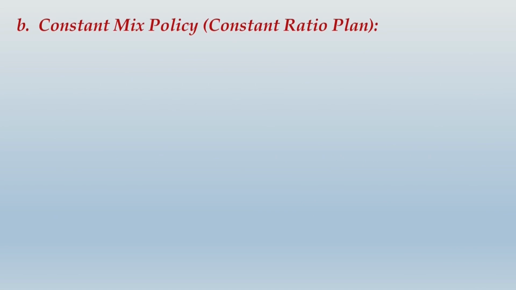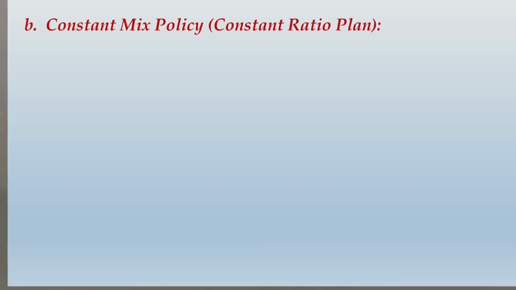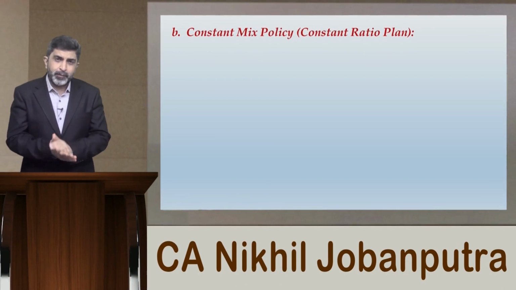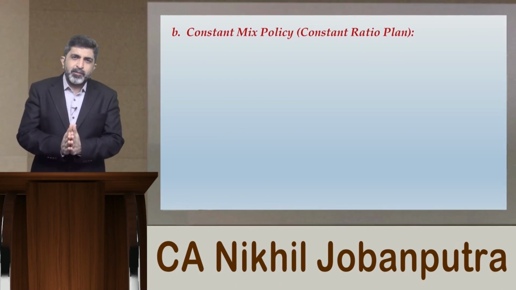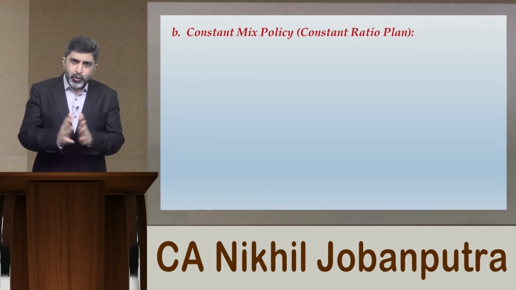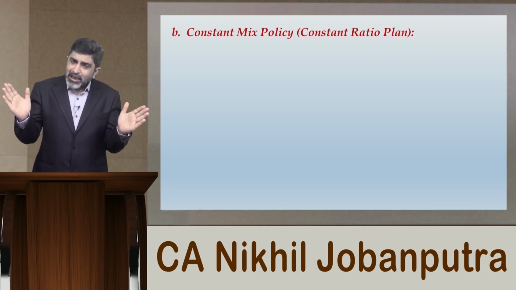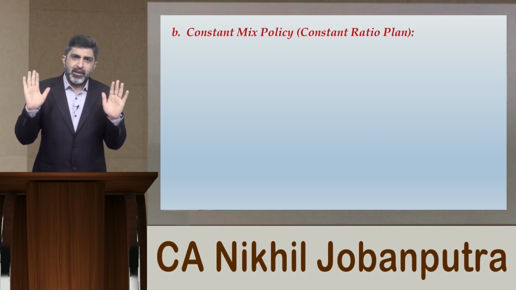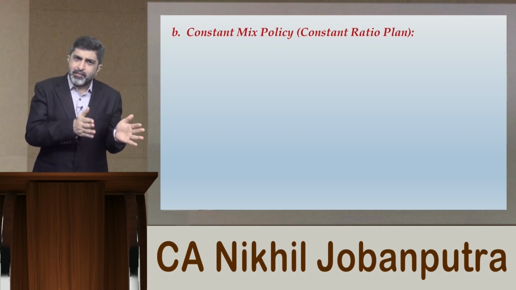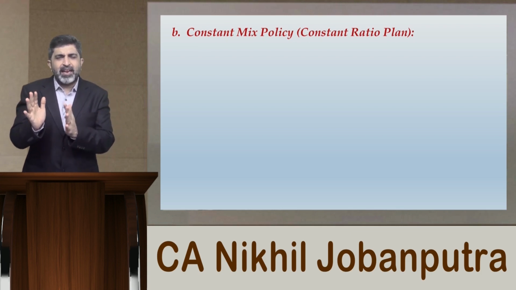Moving ahead, we now talk about constant mix policy, also known as constant ratio plan. So please try to understand what I am explaining over here. Let me first explain and then I will give you notes over here. Now suppose you have created a portfolio where you have decided that you would want to keep the proportion of investment in stocks and investment in bonds as 50% each. So 1:1. Half of your money stays invested in bonds, half of your money stays invested in stocks.